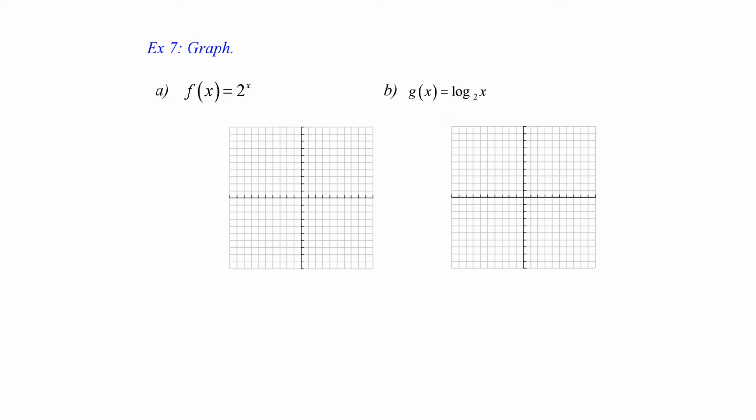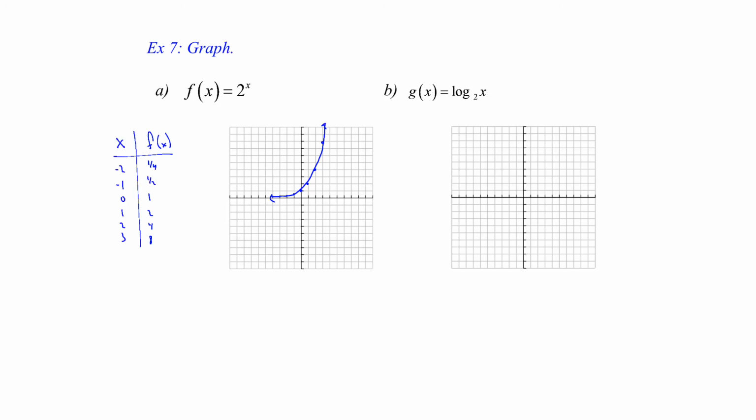Alright, the last thing that we're going to talk about with logarithms today is their graphs. So go ahead and graph 7a, which is f of x equals 2 to the x. This is an exponential function, not a logarithm, but because they're inverses, this is important. So I went back and graphed the exponential function, showed you the t-chart because I wanted you to recognize where those points were. Now, on b, g of x is equal to log base 2 of x.